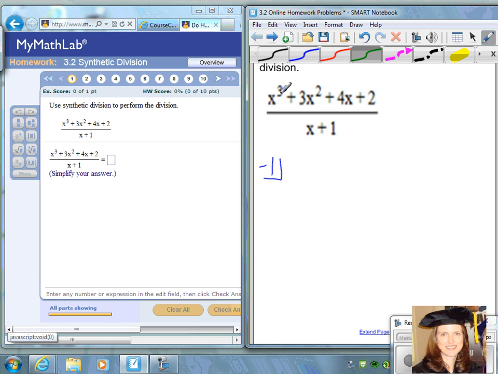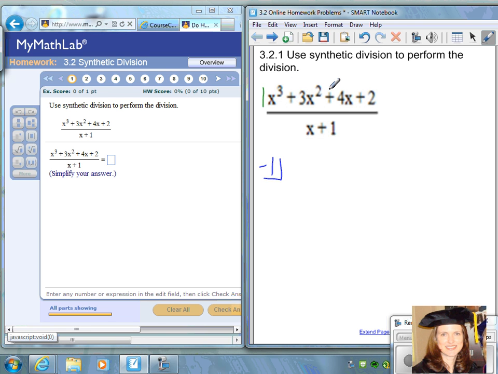In the numerator, we have x to the third. That's the same thing as 1x to the third plus 3x squared plus 4x plus 2. You do want to make sure that all of your powers are listed in descending order. This is x to the third power, x to the second power, x to the first power, and then the last term is a constant. You do want them set up in that way. And then you list the coefficients next to that negative 1 in the box. We're going to put a 1, and then a positive 3, a positive 4, and a positive 2.